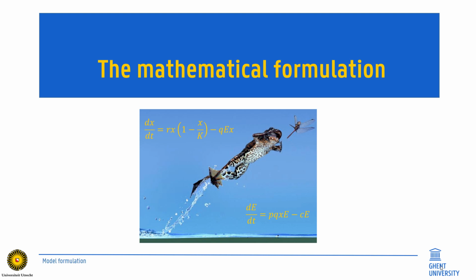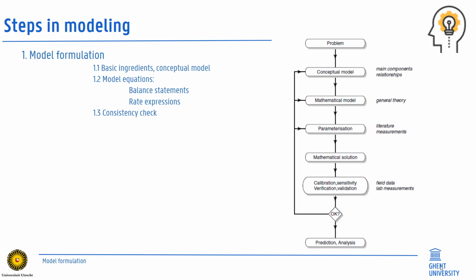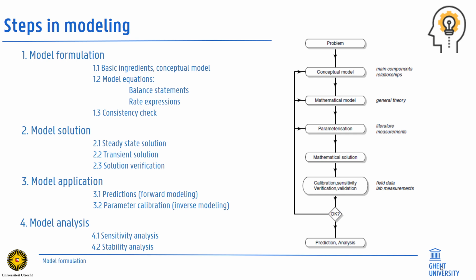Now that you know what models are and how they can be conceptually developed, it is time to move on. In this course, you will learn how to effectively translate your conceptual model into a set of mathematical equations. Remember that we recognize 4 modeling steps, with first the model formulation, second retrieving solutions, third applying, and fourth analyzing and communicating the model results.